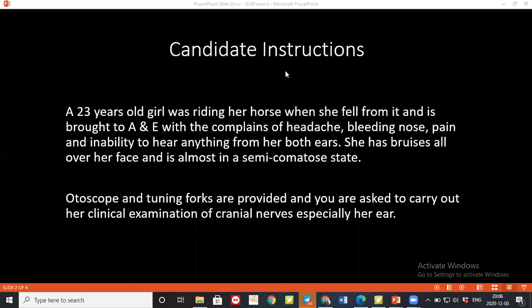Can you summarize your examination? Yes, ma'am. To complete my examination, I would also like to check the other cranial nerves, do the cerebellar examination, and examine the cervical spine for this patient. So today I have examined a 23 year old girl who fell from riding her horse. On examination, she has bleeding from the nose, and there are no signs of basal skull fracture, but there is bruising on her face.